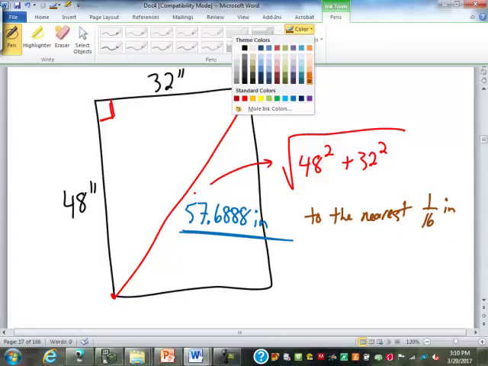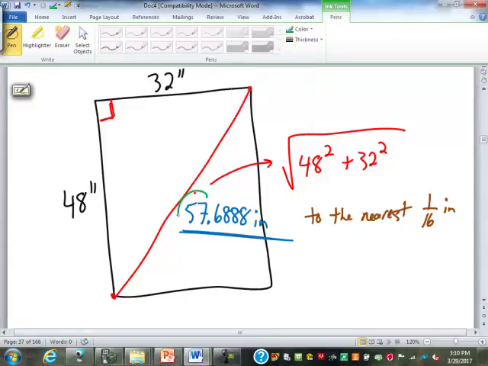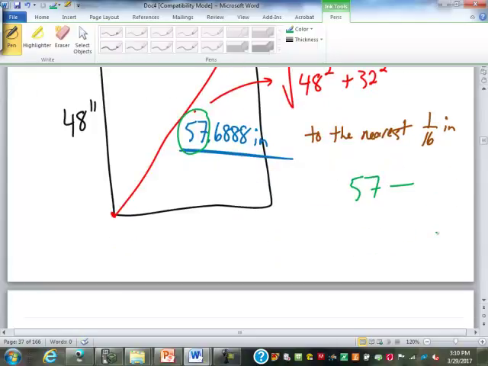So what I have to do is take the 57, that's whole inches. We're not going to touch that. We need to figure out what fraction we can get from that decimal of 0.6888. So I'm going to turn that decimal into a fraction in the easiest way I know how. And the easiest way to turn anything into a fraction is to just put it over 1. So that's 0.6888 over 1.